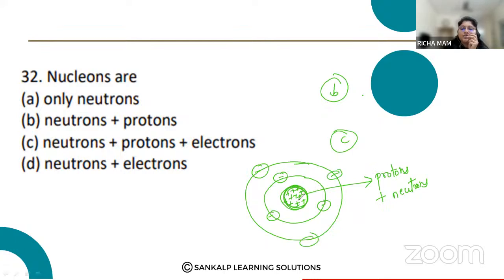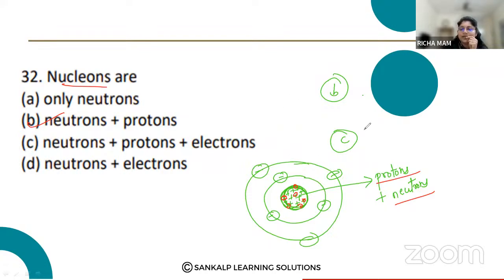Okay, so in the center, your protons as well as the neutrons are present. Neutrons are neutral particles, so remember that. So it consists of protons plus neutrons. Whoever has answered option B, neutrons plus protons, is correct. So what does nucleons consist of? It consists of protons and neutrons.